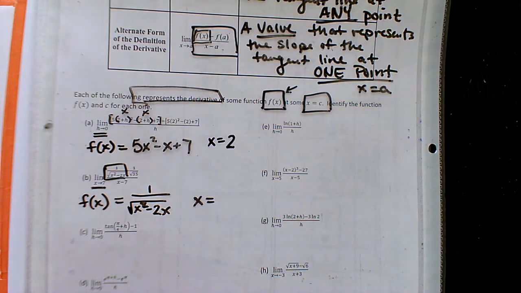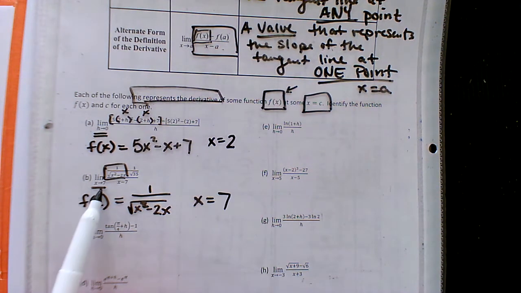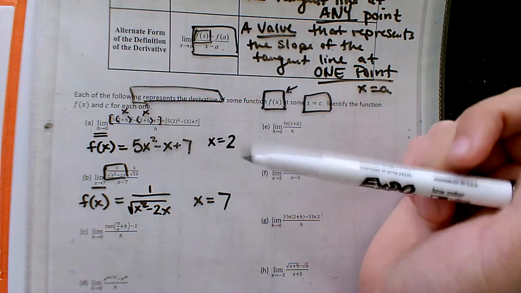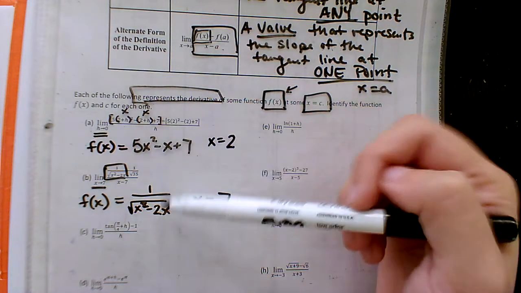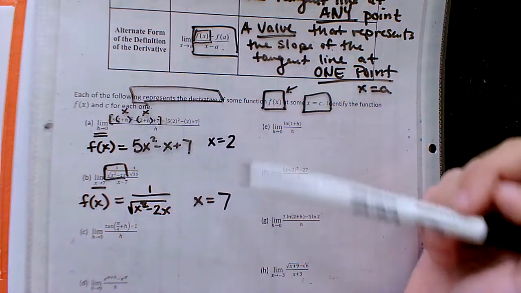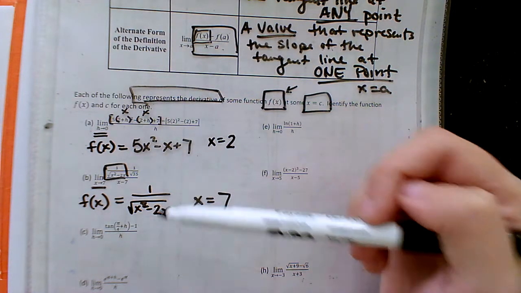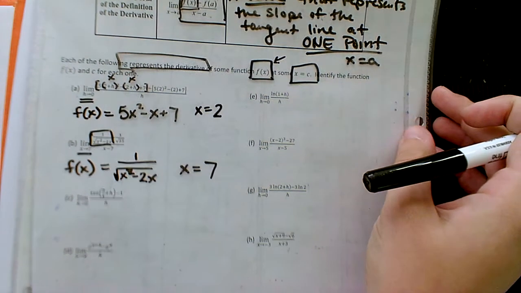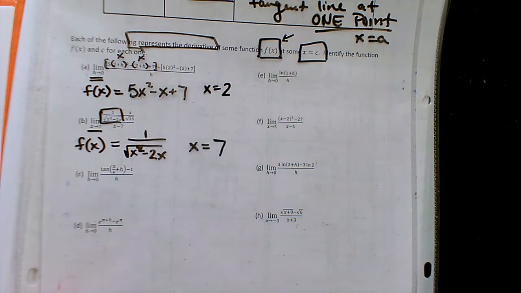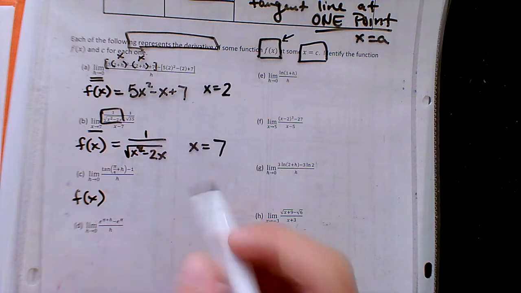What is the location on the graph that we're trying to figure out the slope for? 7. Good, because that's what you're approaching. That was your a value that you wanted to plug into the derivative. So there's a difference between the two, whether it's an h limit or an x limit. We need to be able to recognize what is the function and where is the point. I'm not saying you have to simplify them, we just have to recognize them. Do you guys think you can try the rest? Give it a shot. Identify the function and the location.